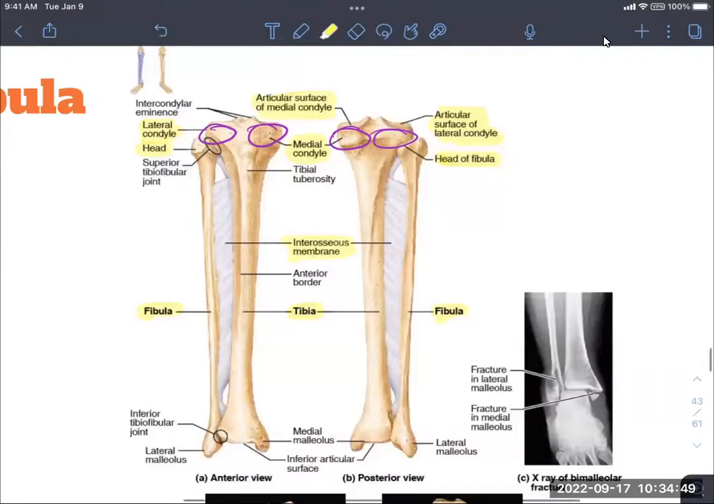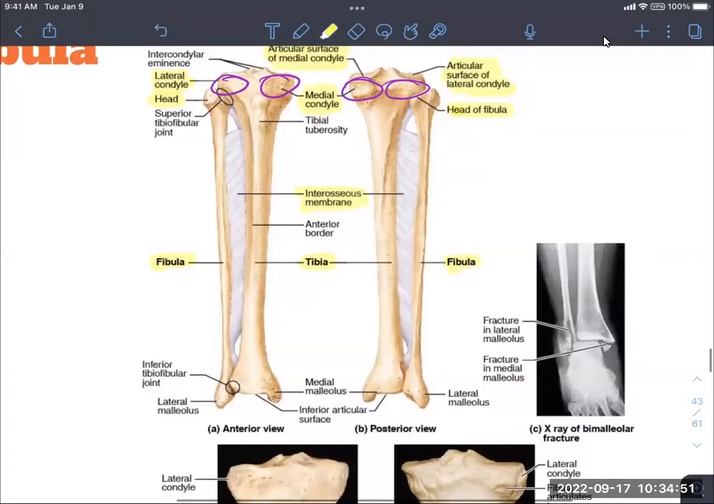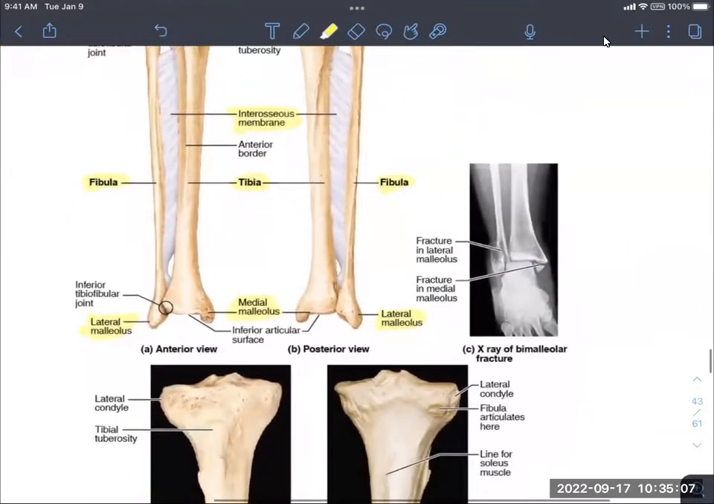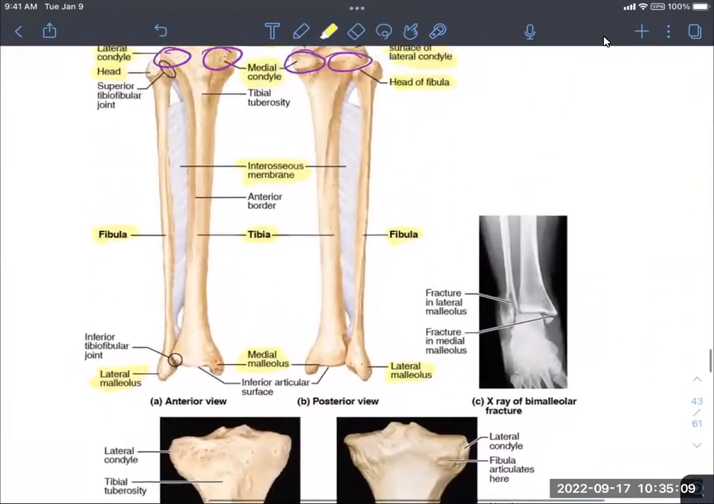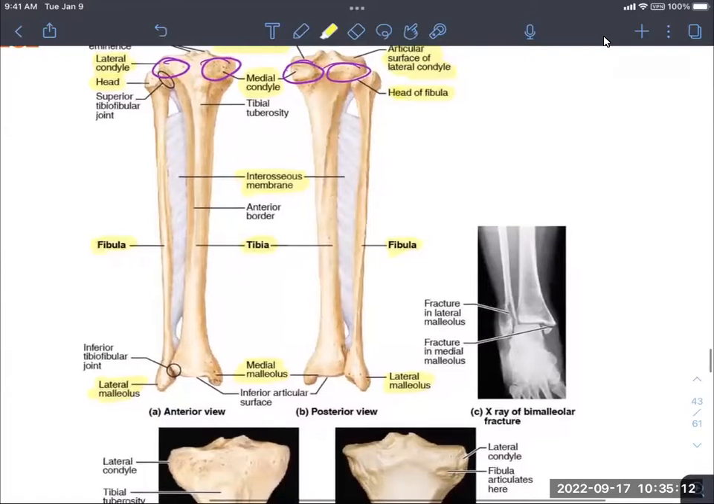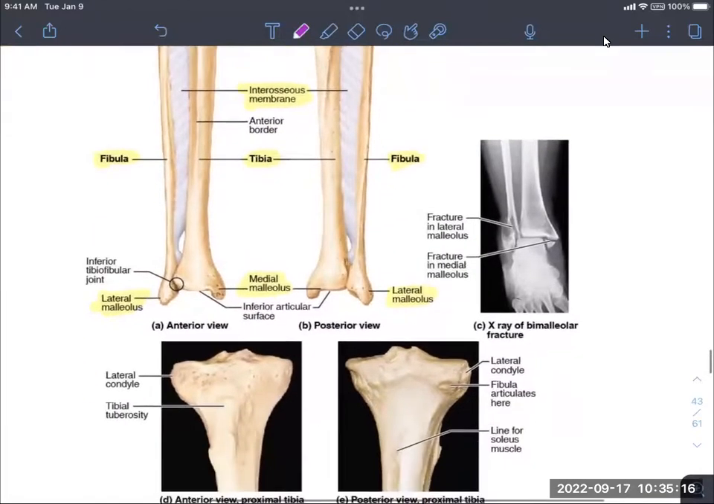Now let's look at the distal portion. We have a medial malleolus, which is our ankle bone in the middle, and a lateral malleolus, which is our ankle bone on the outside. We have our tibial tuberosity right here. If you look at the tibia bone, it's a pretty roughened up surface.